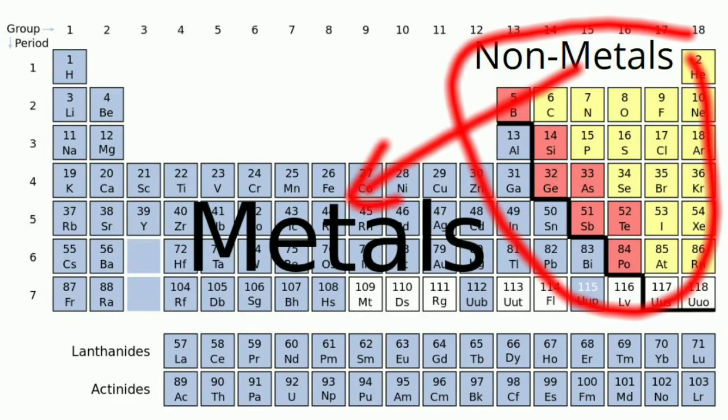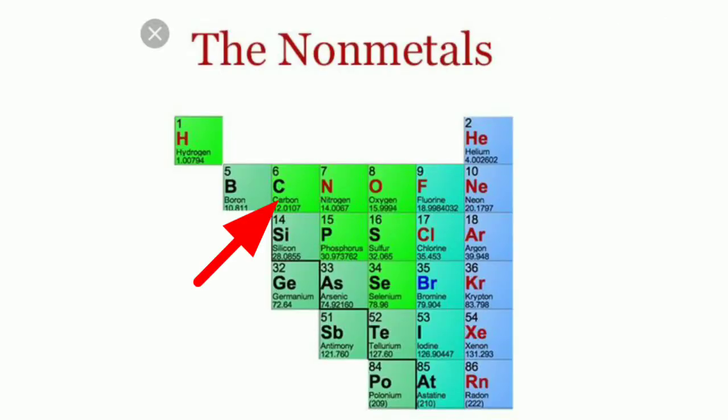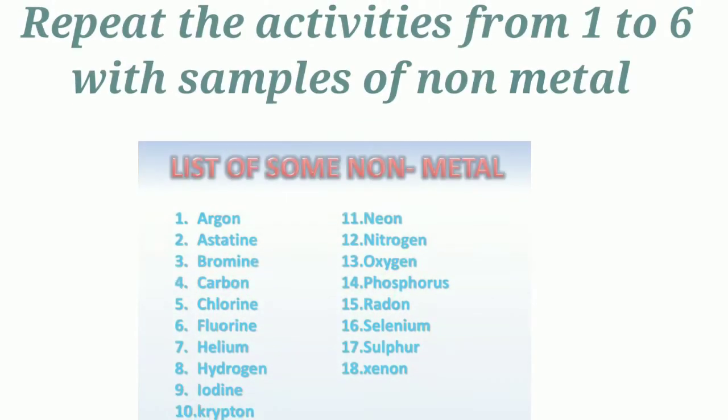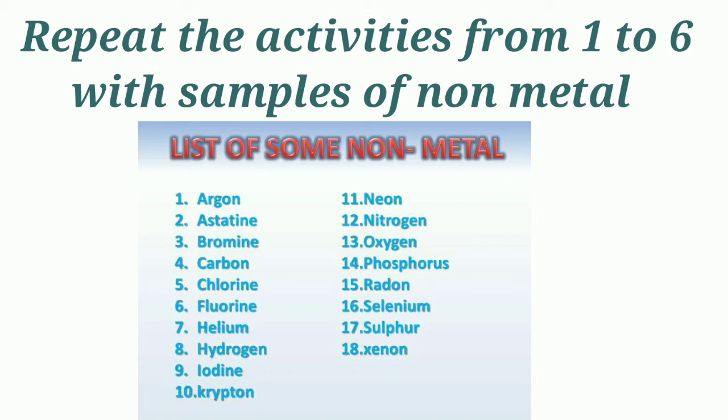Non-metals. There are very few non-metals as compared to metals. For example, carbon, sulfur, iodine, oxygen, etc. Non-metals exist in solid, liquid and gaseous states. If we carry out the same activities from 1 to 6 with samples of non-metals, we get the following results.